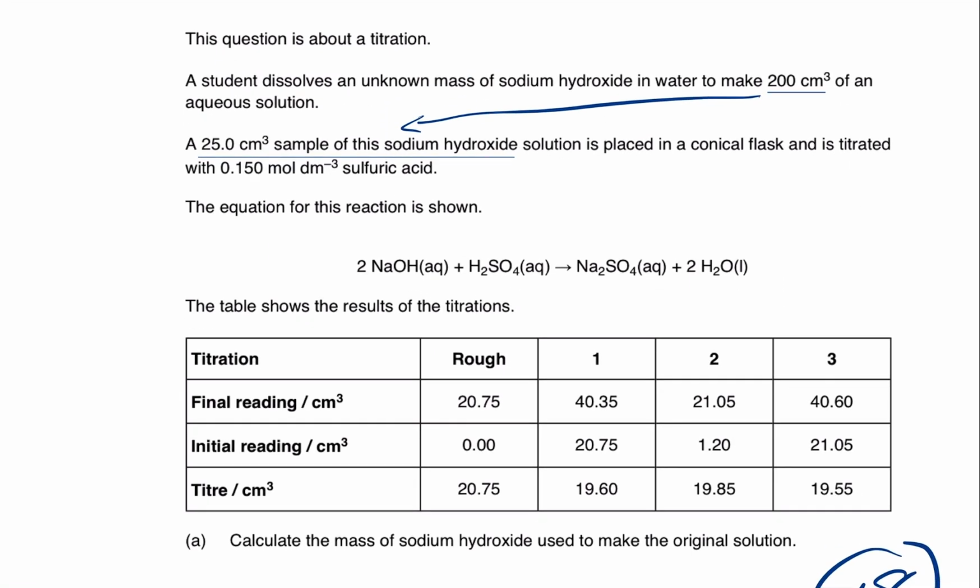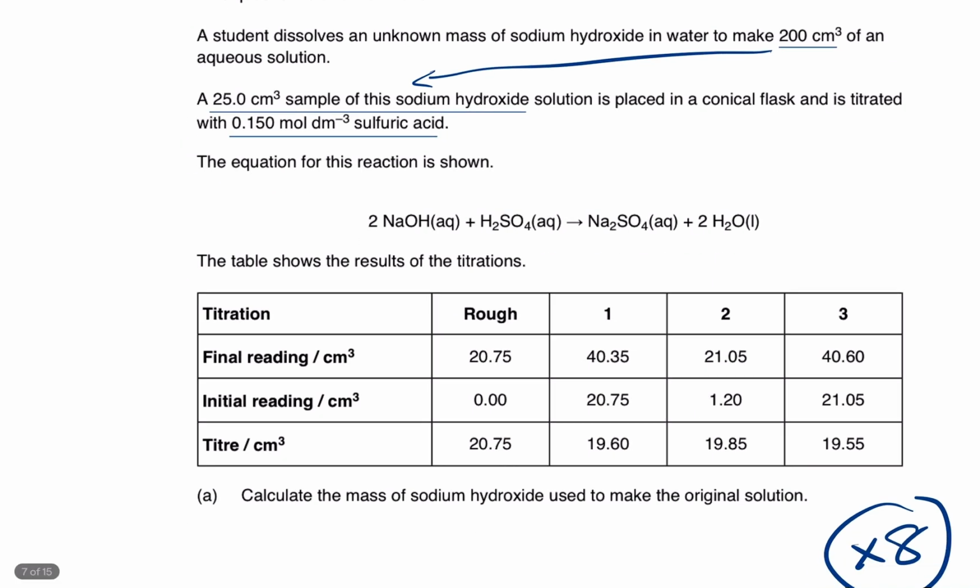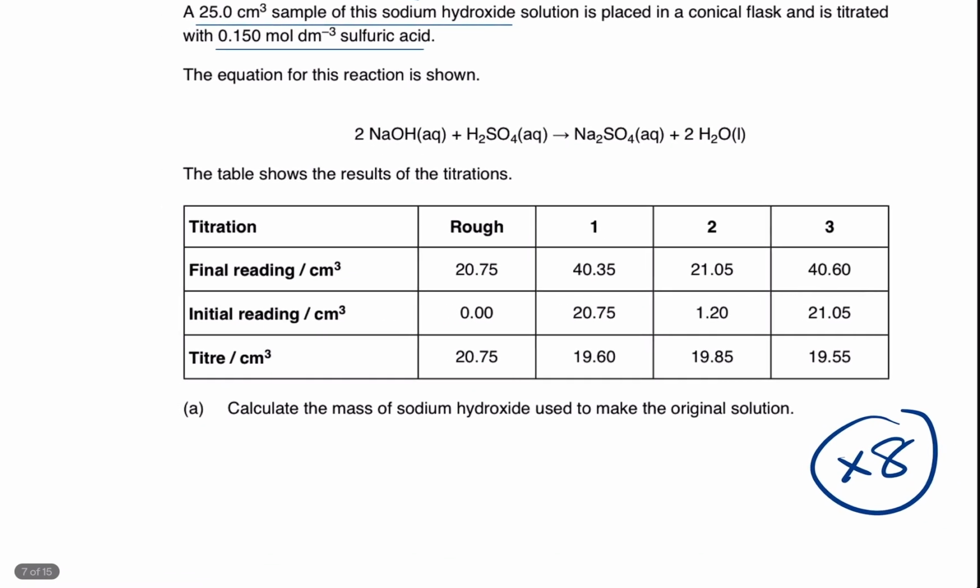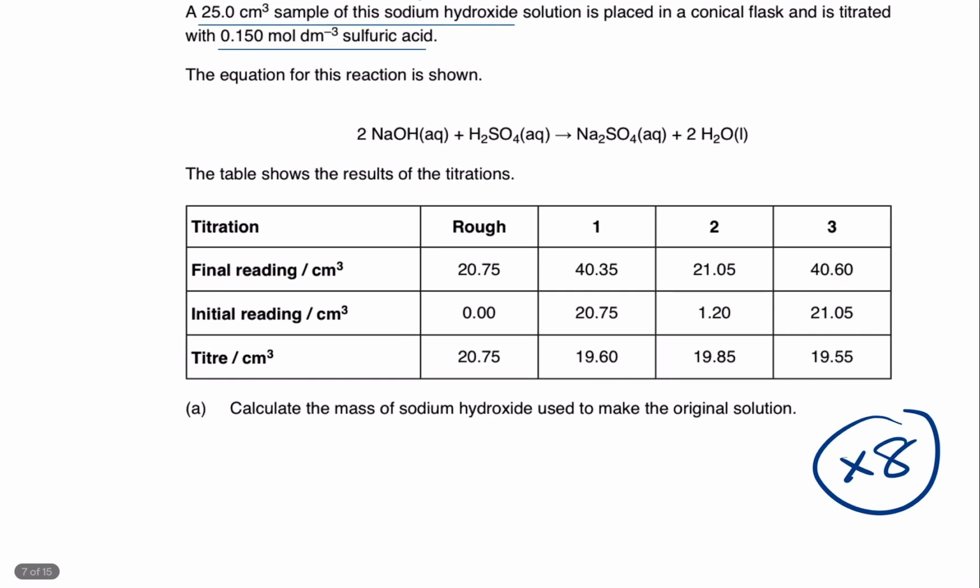Titrated with 0.150 moles per decimetre cubed of sulfuric acid. The equation for this reaction is below, happy days. Then we've got our titration. So here I'm looking for concordant results. I ignore the rough. I'm only looking at 1, 2, 3. I've got 19.60. 19.85 is 0.25 away. That's too far away. The 19.55 is within 0.1. So these are our concordant results.